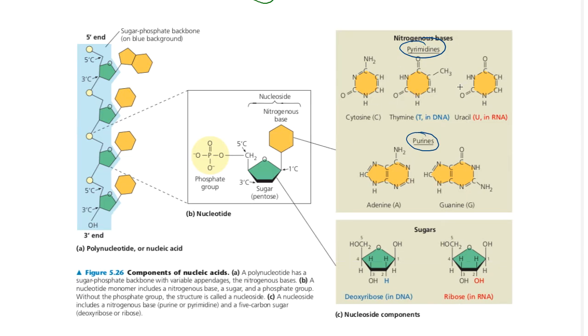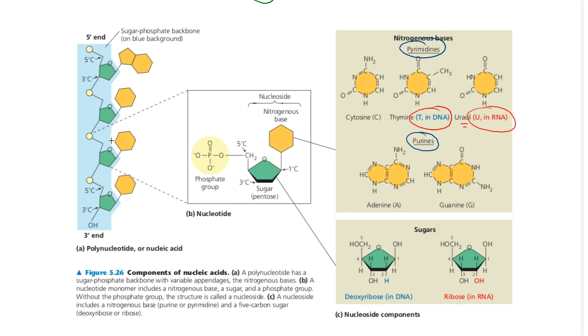And a 1-ring base will always pair with a 2-ring base, or vice versa. So pyrimidines are always going to pair with purines, and we'll see that in a moment. Now you might ask, well, why are there 2 purines and 3 pyrimidines? Well, it turns out that thymine is only in DNA, while uracil is in RNA. So instead of having thymine in RNA, we have uracil in its place.